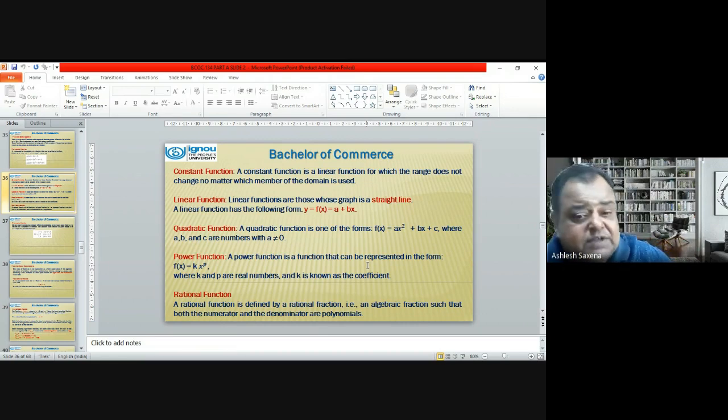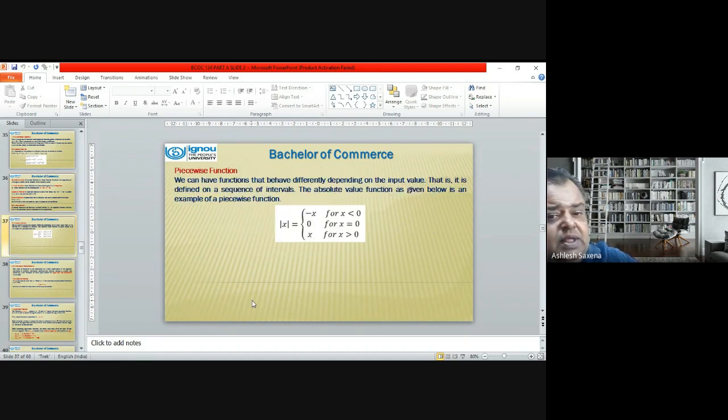Power function. A power function is a function that can be expressed in the form f(x) = k x^p, where k and p are real numbers and k is known as the coefficient. Then comes your rational function. A rational function is defined by a rational fraction, an algebraic fraction such that both the numerator and denominator are polynomials. Or rather, we can say that anything which can be written in the form p by q, where q is not equal to 0.